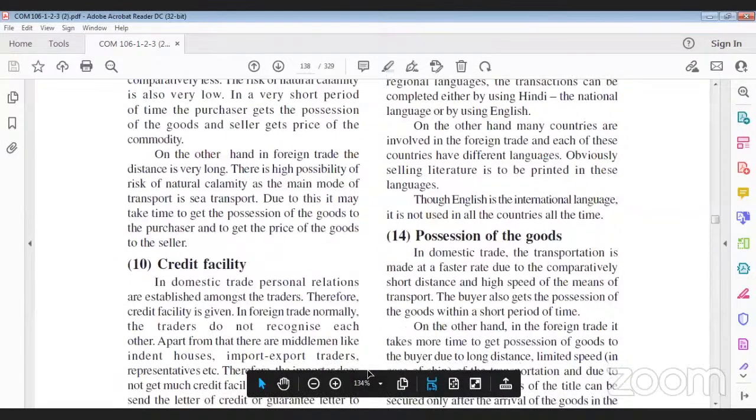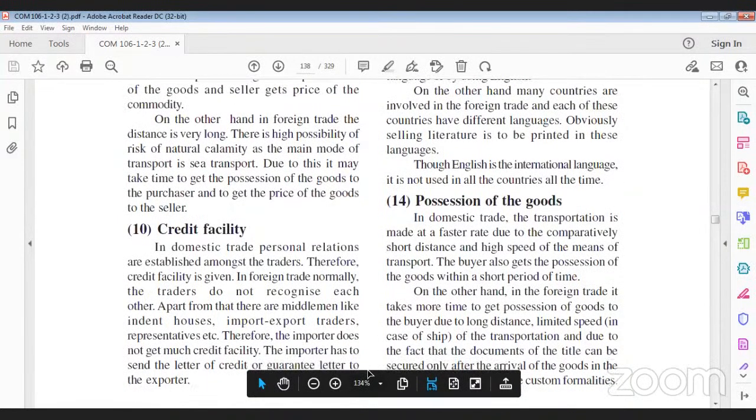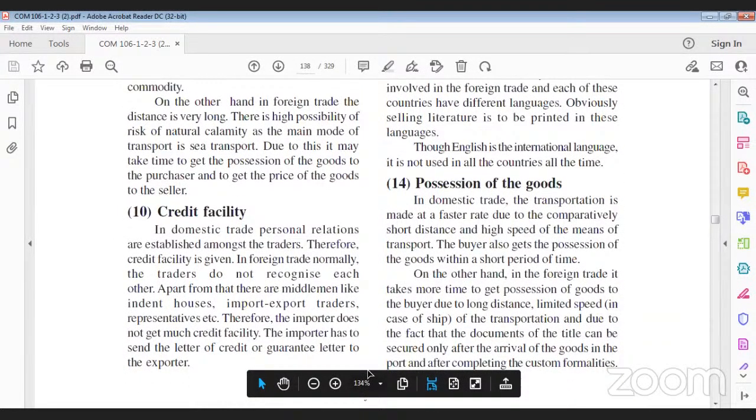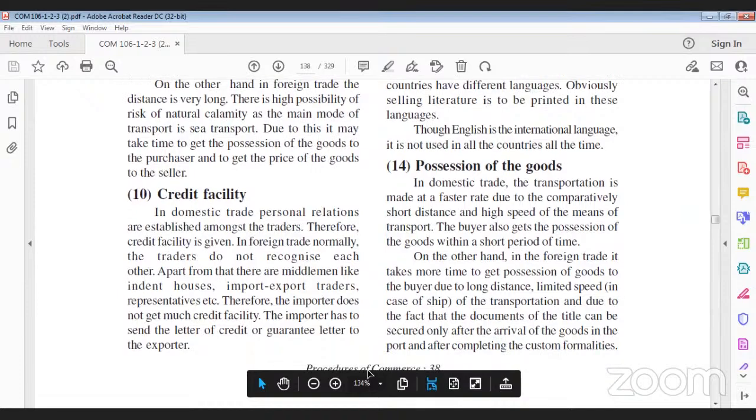In domestic trade, personal relations are established among the traders. Therefore, credit facility is given. But in foreign trade, normally the traders do not recognize each other. Apart from that, there are middlemen like indent houses, import-export traders, and representatives. Therefore, the importer does not get much credit facility, and the importer has to send a letter of credit or guarantee letter to the exporter also.